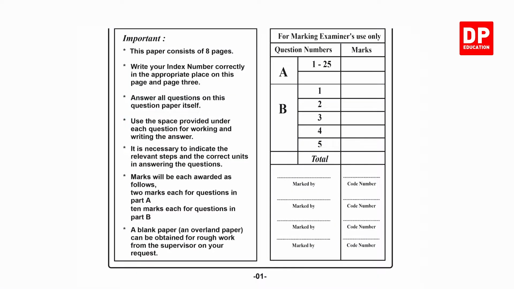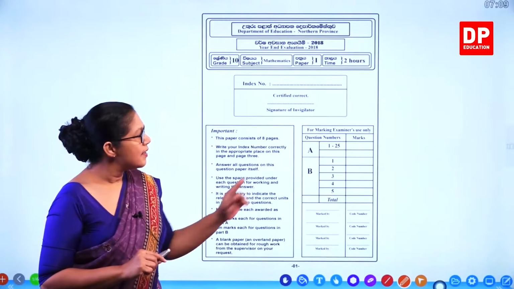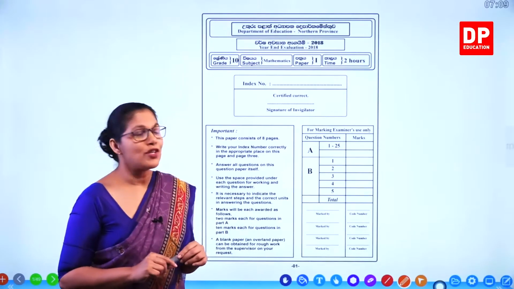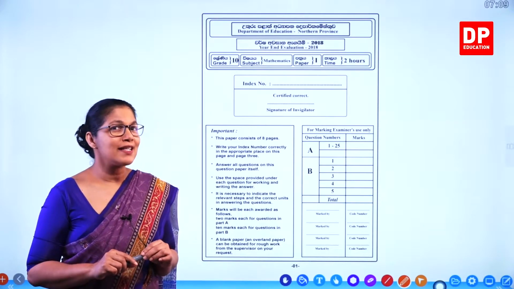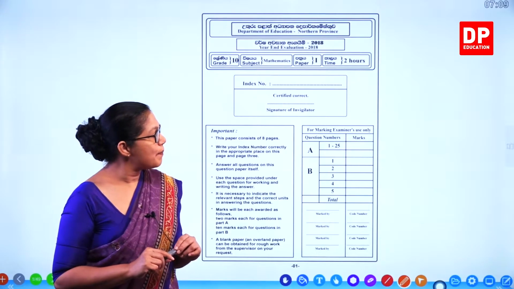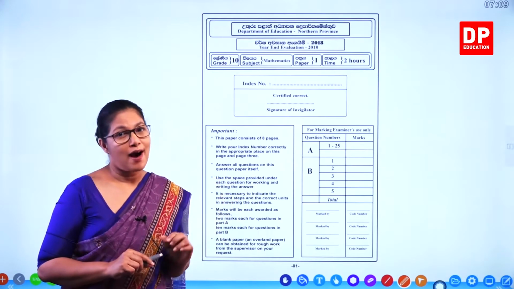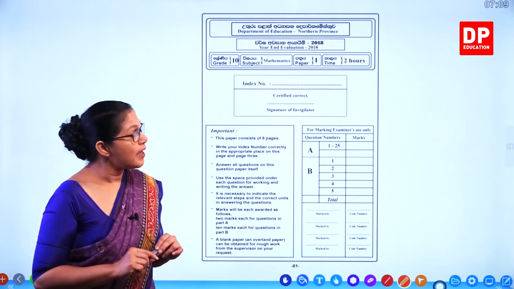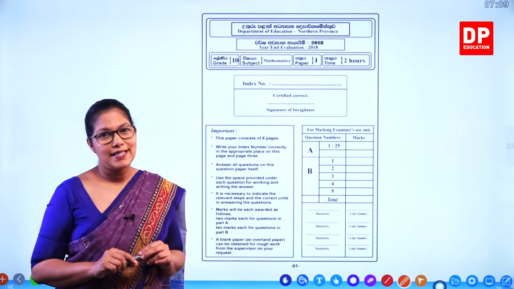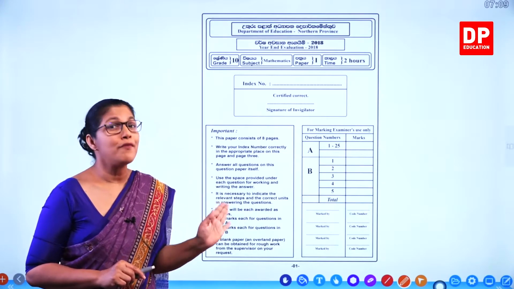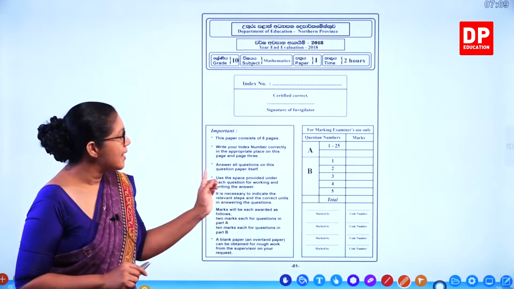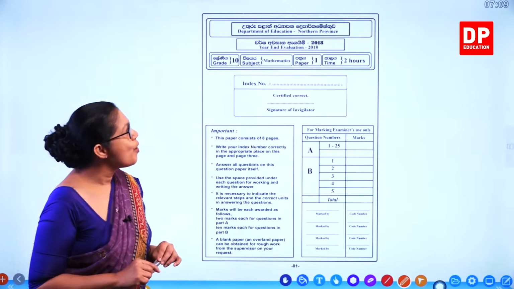Part A you get 25 short questions and part B 5 long questions. So what about the marks? You get 2 marks for each question in part A and you can spend 2 minutes and 24 seconds per question. And part B, you get 10 marks for each question and you can spend 12 minutes per question. And the spaces are given in paper 1, so you have to write down the answers in the space given. So let's do paper 1.